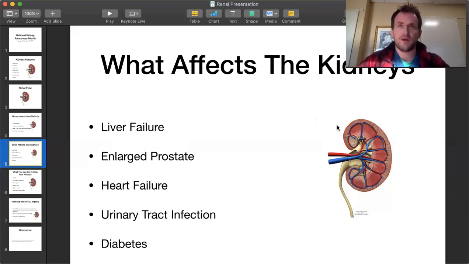The liver also has a role in the blood pressure through the renin, angiotensin, aldosterone system, which I'm not going to go into, but just know it has an important part in blood pressure.